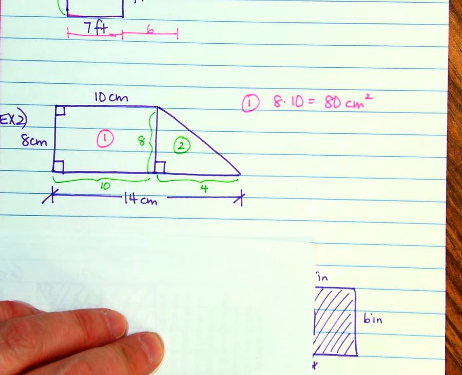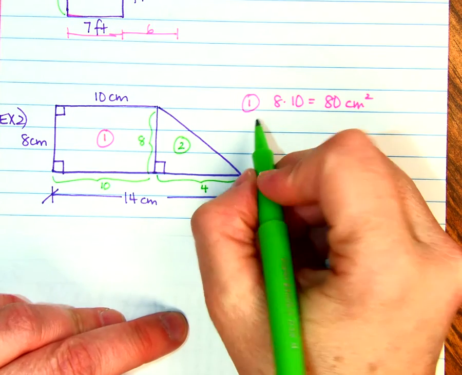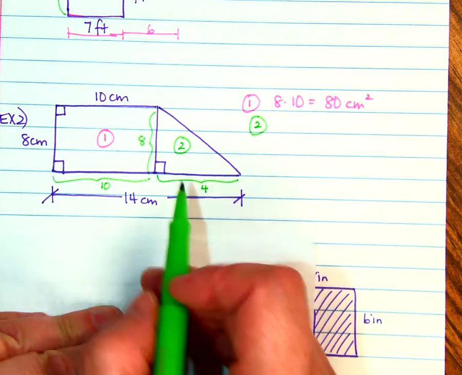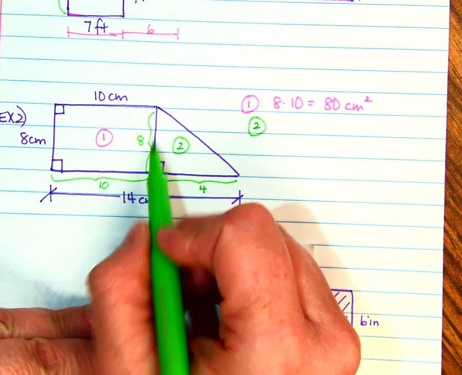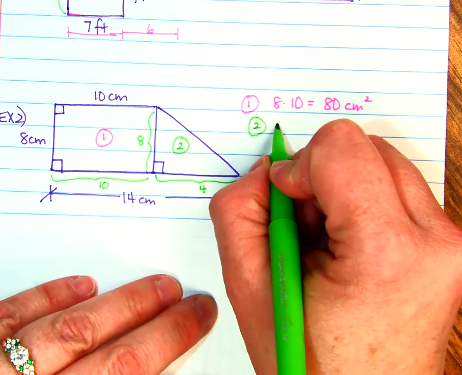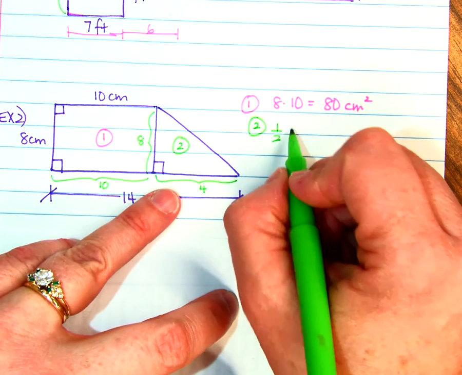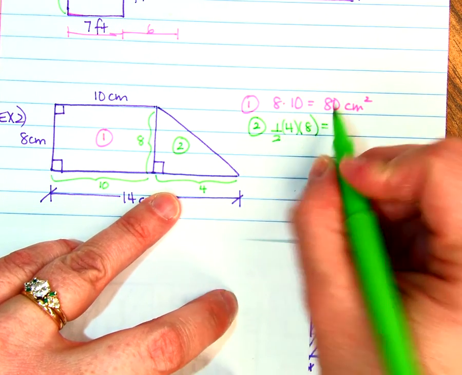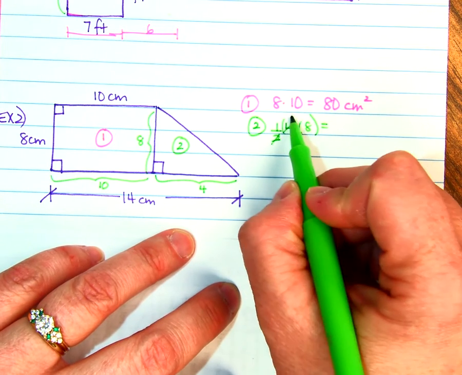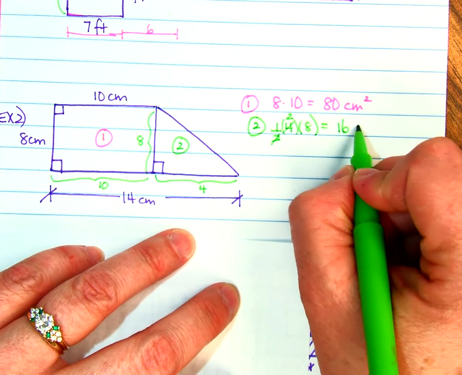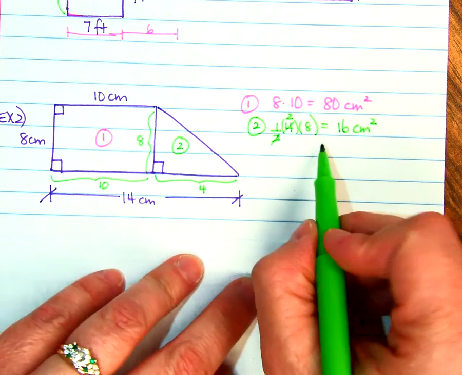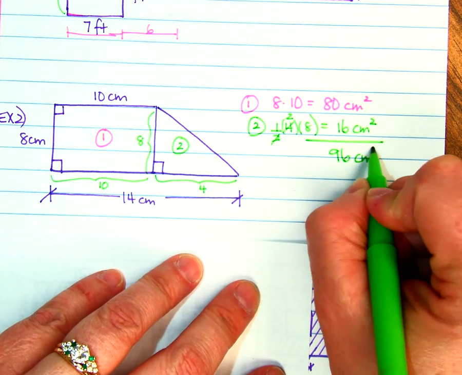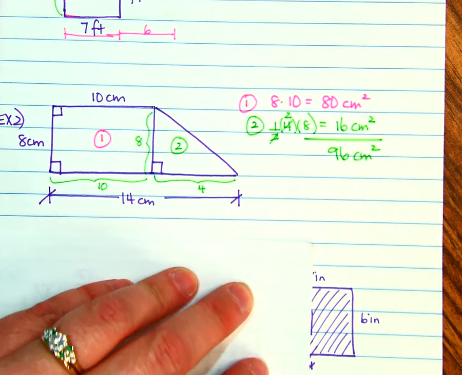And if I remember right from area of a triangle, the base and the height are the two sides that form the right angle. So here's my right angle, so there's an 8 and a 4. So it is 1/2 the base, which I'm going to say is 4, times my height, which is 8. I'm going to do some canceling. I can put it all in my calculator, and I get 16 centimeters squared. Add those up, I get 96 centimeters squared.